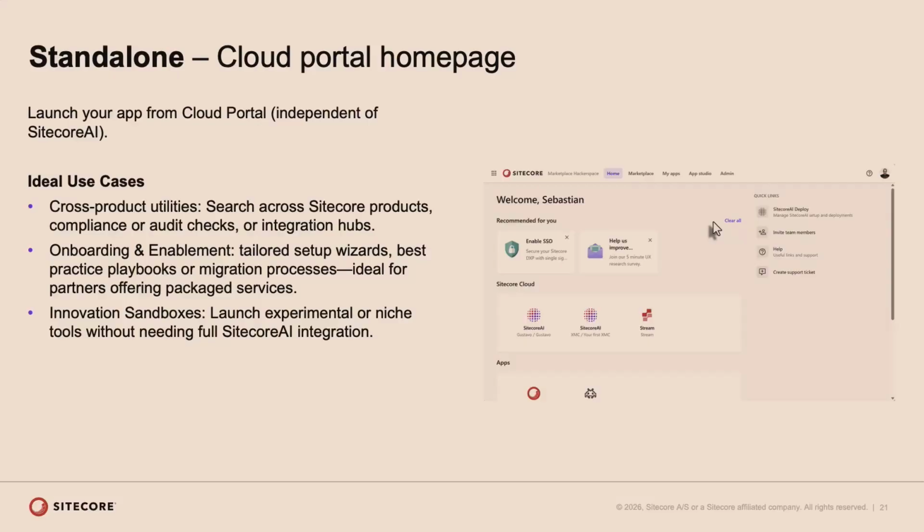This is really handy for kind of extensions where you're not tied into a single environment. So you can see here, it's got examples of like searching across different Sitecore products. Maybe you're doing compliance or audit checks across multiple tenants, tailored setup wizards, best practice playbooks, lots of things where you're working not in one specific environment, but across multiple environments for your customization.